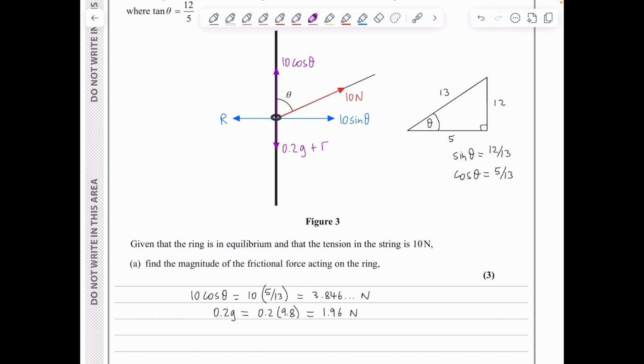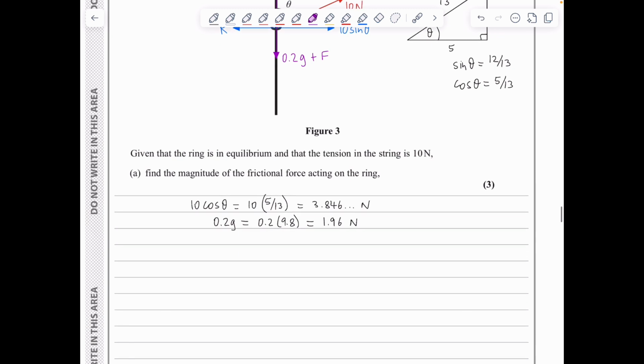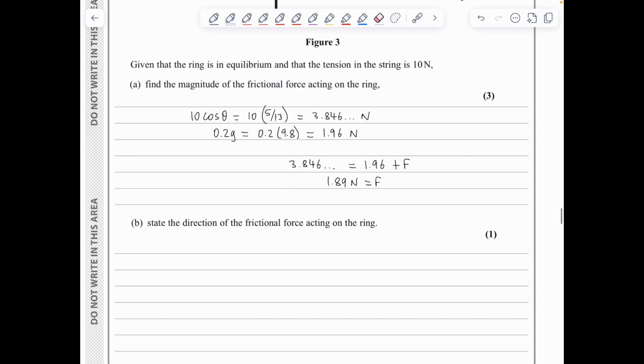here, and for the ring to be in equilibrium we must have that 3.846... is equal to 1.96 plus F, and this leads to F being 1.89 newtons. I'm giving my answer to 3 SF because I've used g to be 9.8. In part B, we need to state the direction of the frictional force, and based on all the work we've done in part A, it's obvious that the direction is pointing downwards.